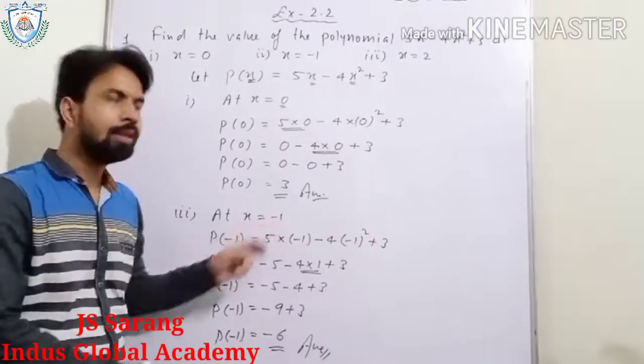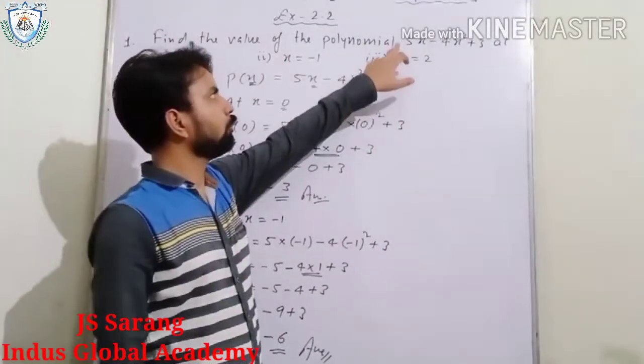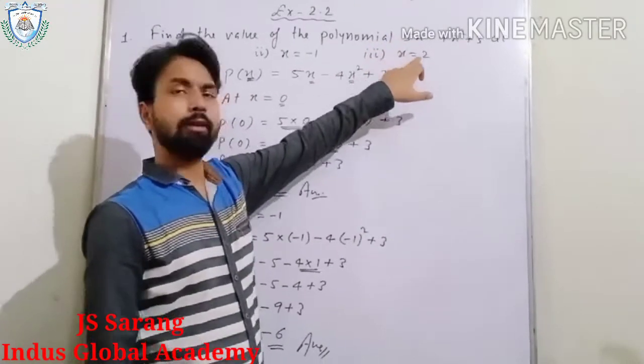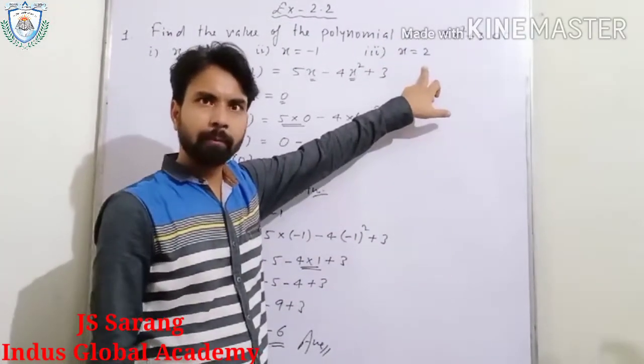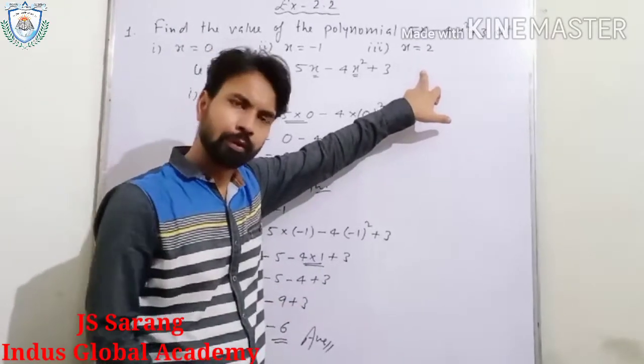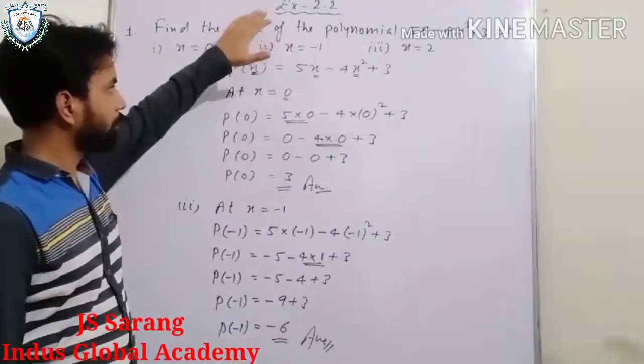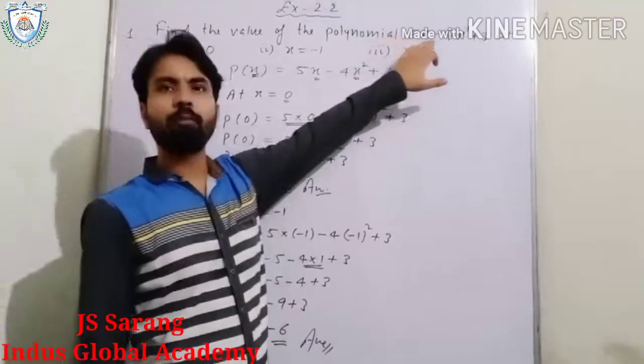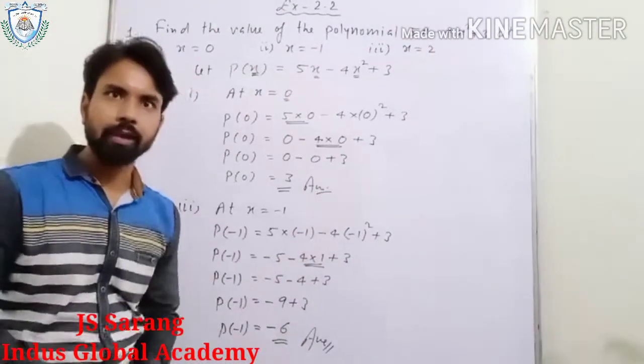Hope it is clear. In third part, we have to find the value of polynomial at x equal to 2. So you can solve it. Understood? So you can solve this part at home. Good. So by this method we can find the value of polynomial at given points. Understood?